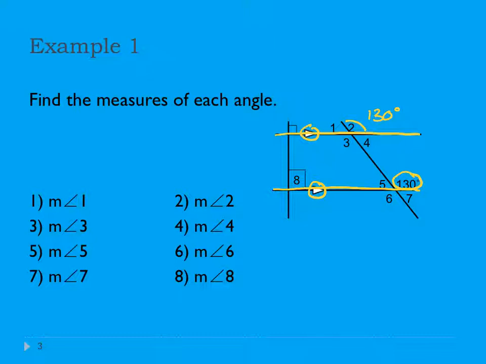Angle 5 is how much? How did you know that this was 50 degrees? Good. These two together right here have to equal 180 degrees. They're supplementary.